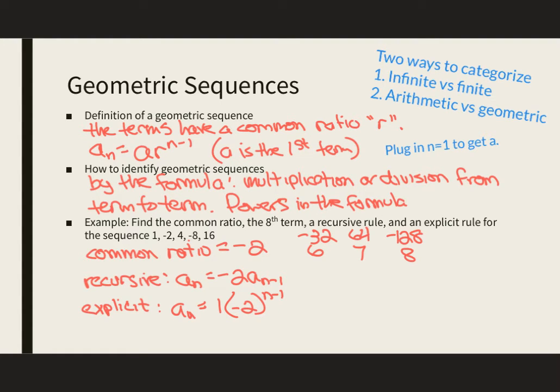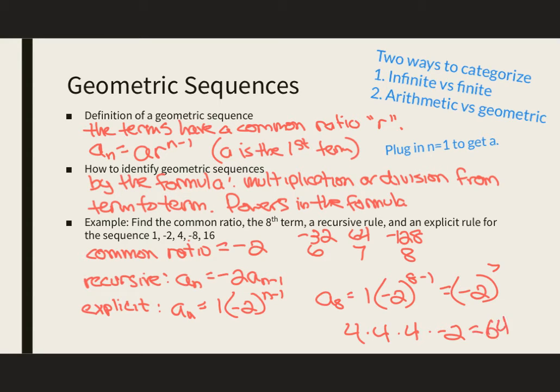So let's check our eighth term, a sub 8. That's equal to 1 times (-2) to the 8 minus 1, which is (-2) to the 7. I'll talk you through how I think about this number being raised to the 7th power. Well, that's 4 times 4 times 4, so that's 6 powers, times -2. 4 times 4 times 4 is 64, times -2. And that's -128. Hey, excellent.